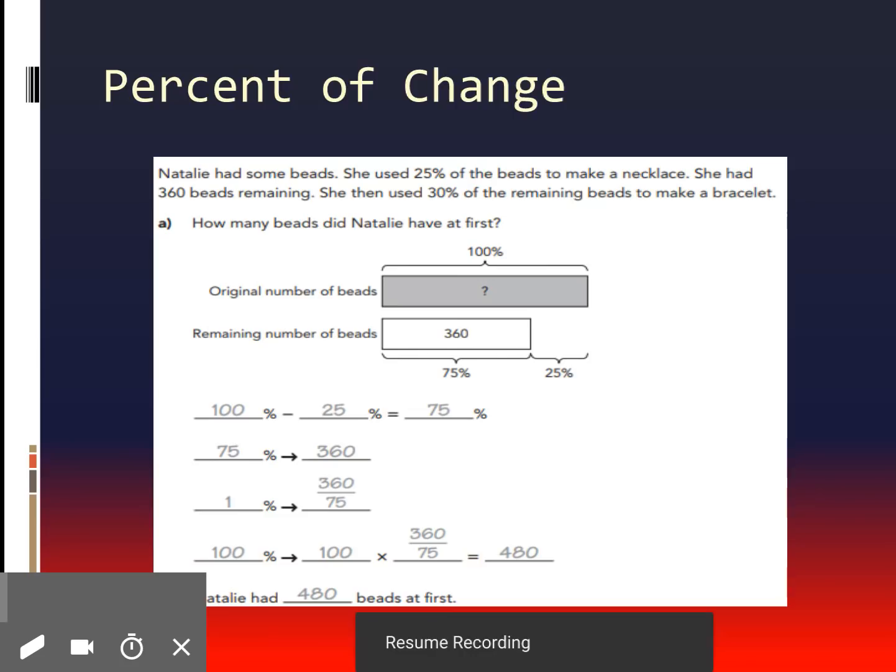Okay, now we're going to do some percent of change problems where we don't know what the starting total was. So in this example, Natalie had some beads. She used 25% of the beads to make a necklace, and she had 360 beads remaining. She then used 30% of the beads to make a bracelet. So first they're saying, how many did she have at first? So they're asking, what was 100%?